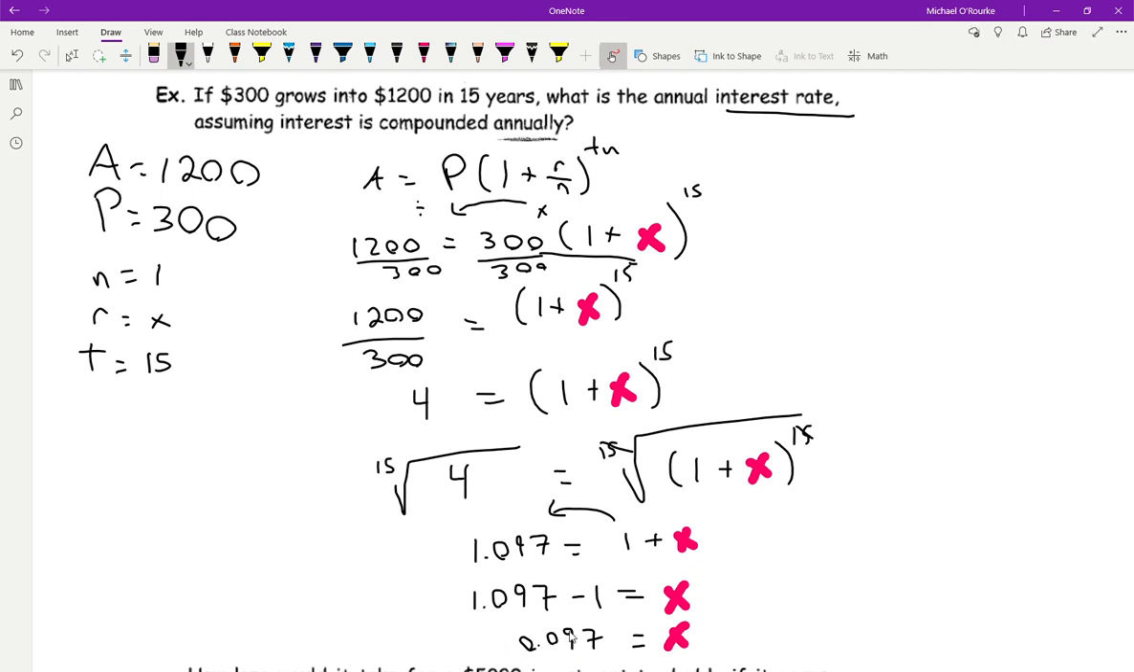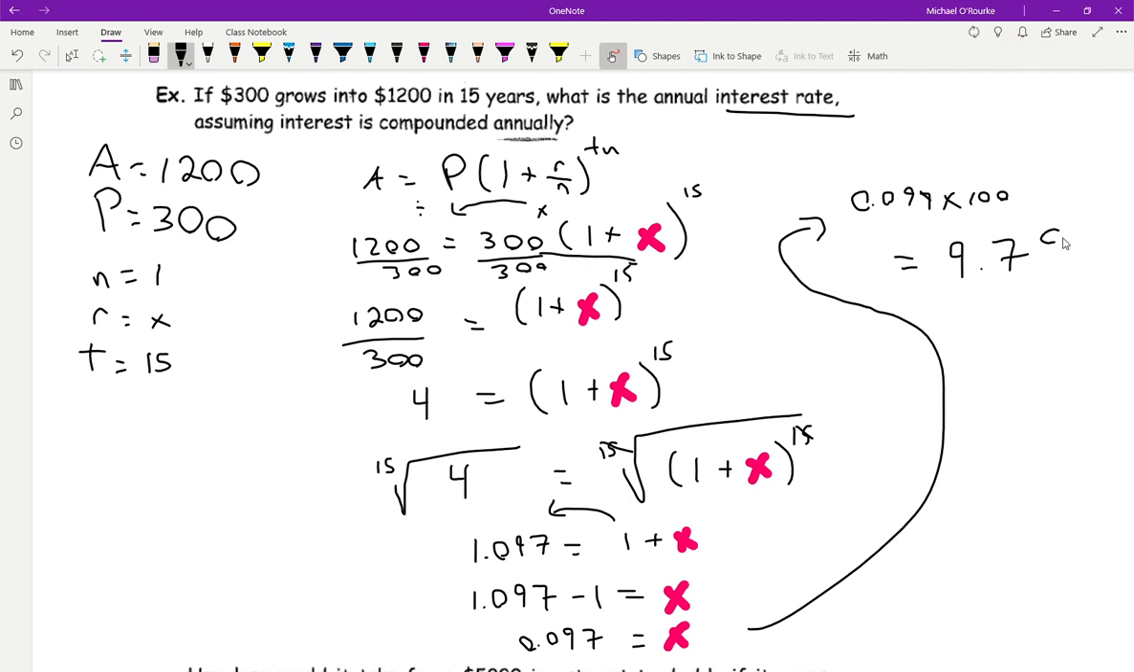Now, is that your answer? 0.097, or what do I have to do to that answer to make it into a percent? We've been going the other way the whole time. Is 0.097 the percent? Good. Times by 100. So I'm going to go up here. 0.097 times 100 equals 9.7%.